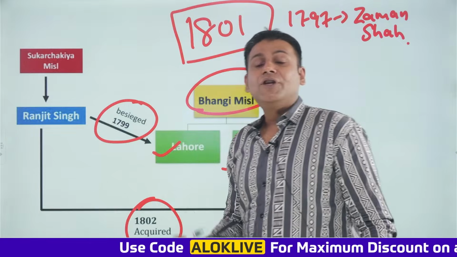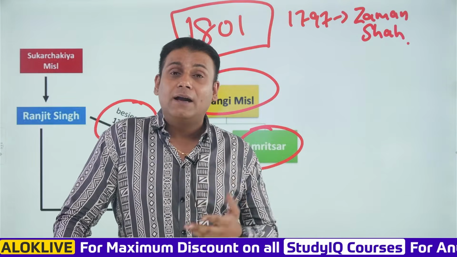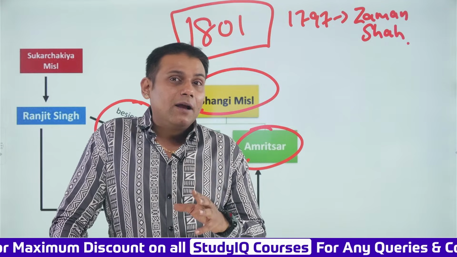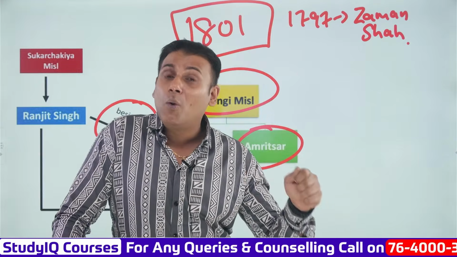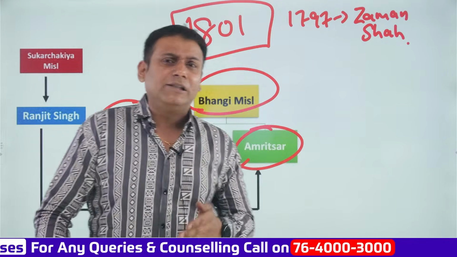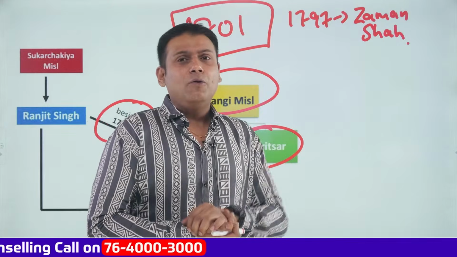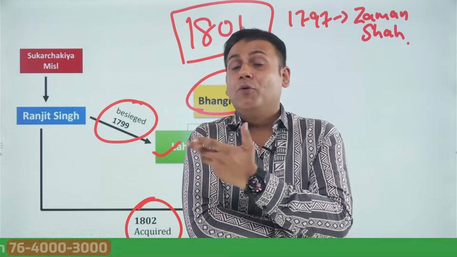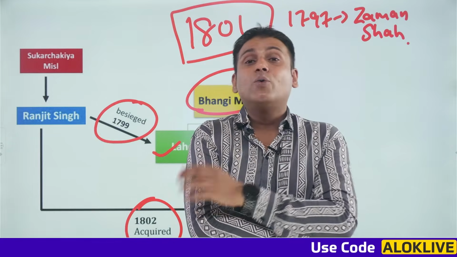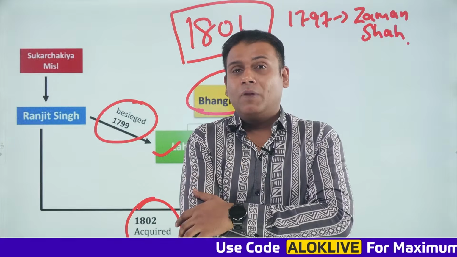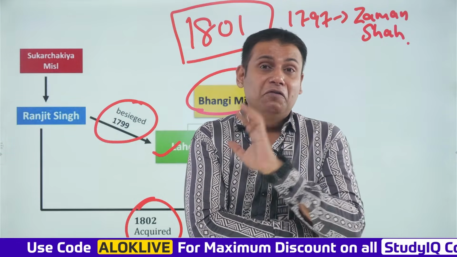Now the question comes here, what about the other misls? As we have seen in ancient India as well as medieval India, the policy of matrimonial alliances is one of the policies to strengthen one's power and influence. I'll give you a very simple example from ancient India so that you can understand. You might have heard about the Mahajanapadas, and at that time the strongest Mahajanapada was Magadha. Another strong Mahajanapada was Kosala, with its capital at Shravasti.